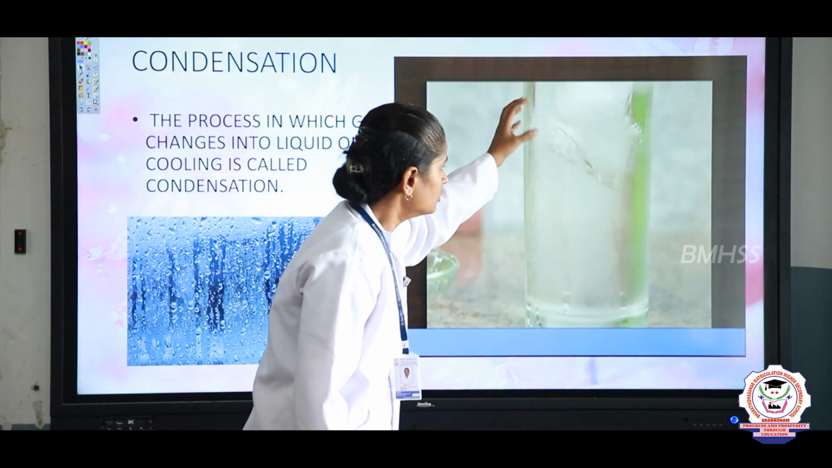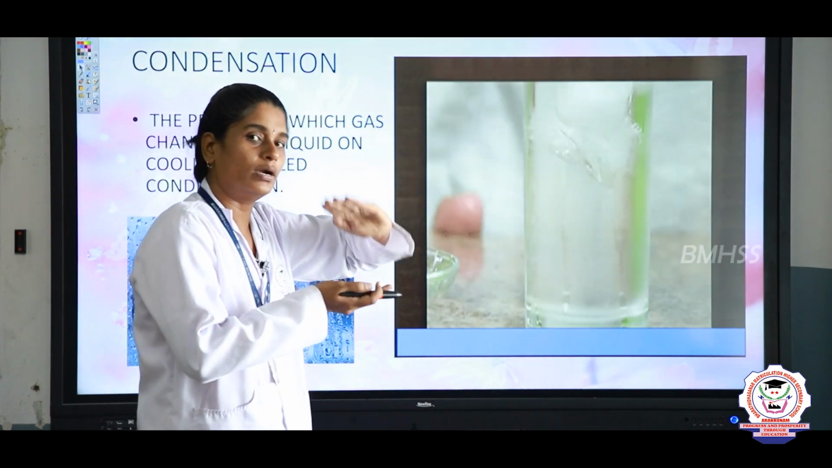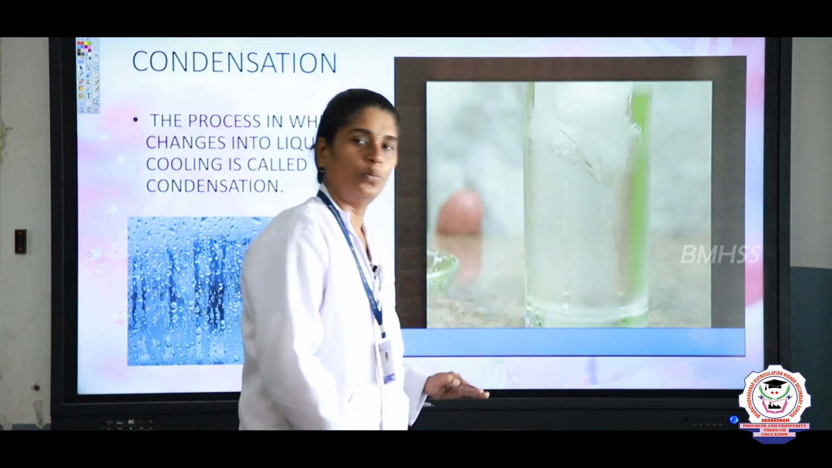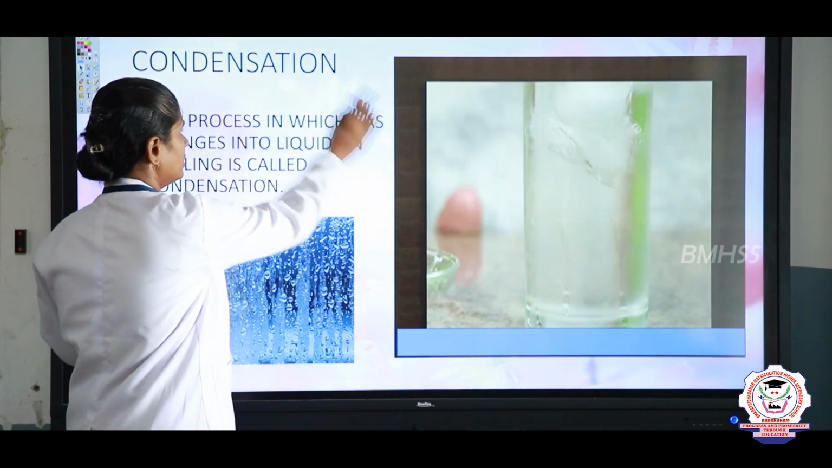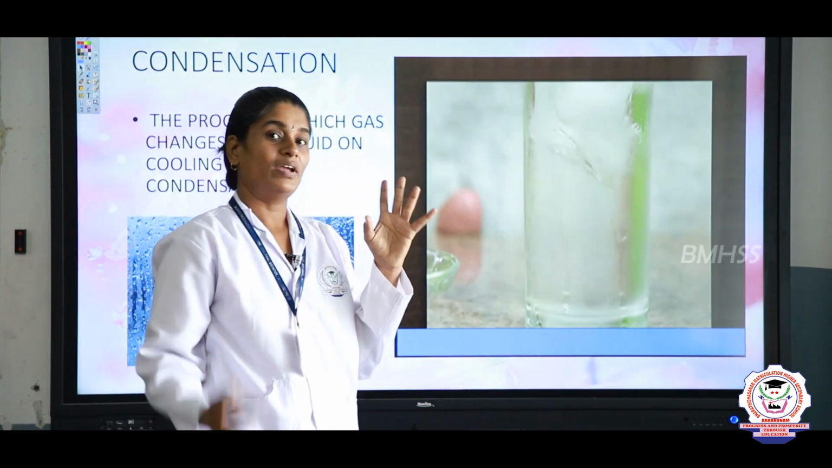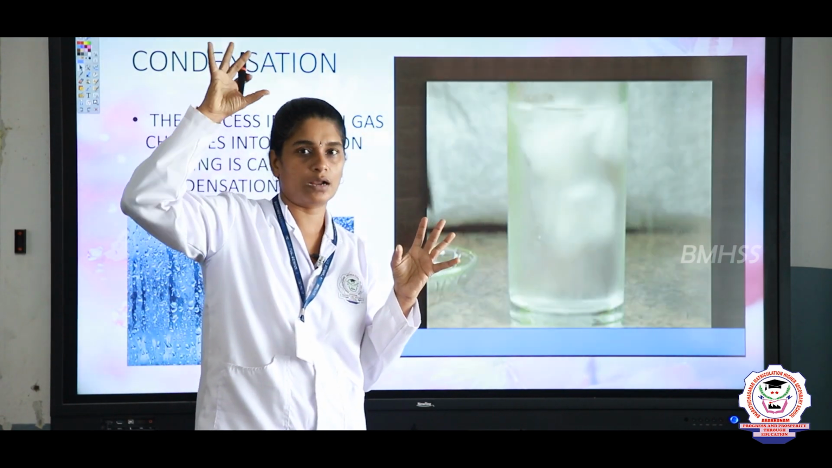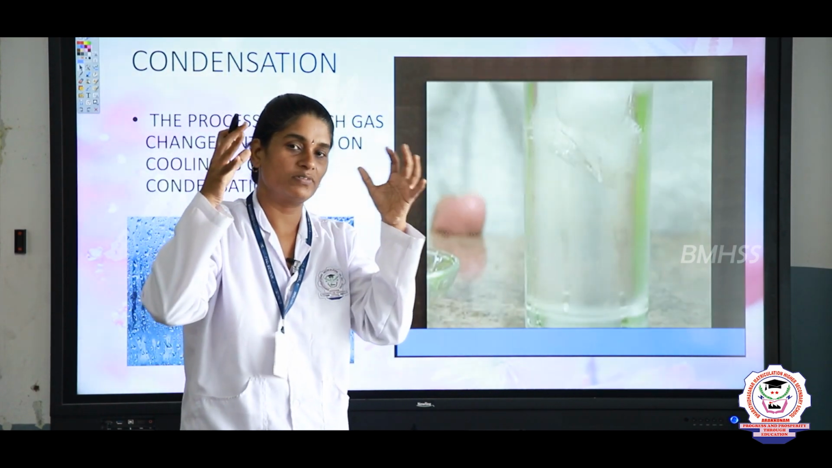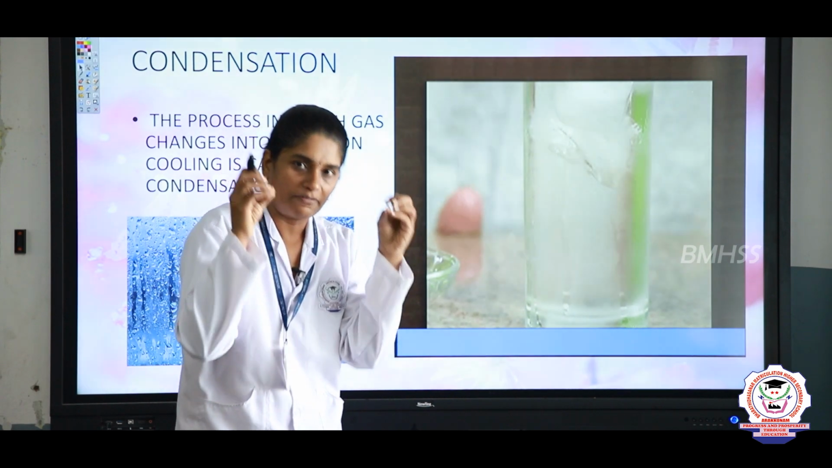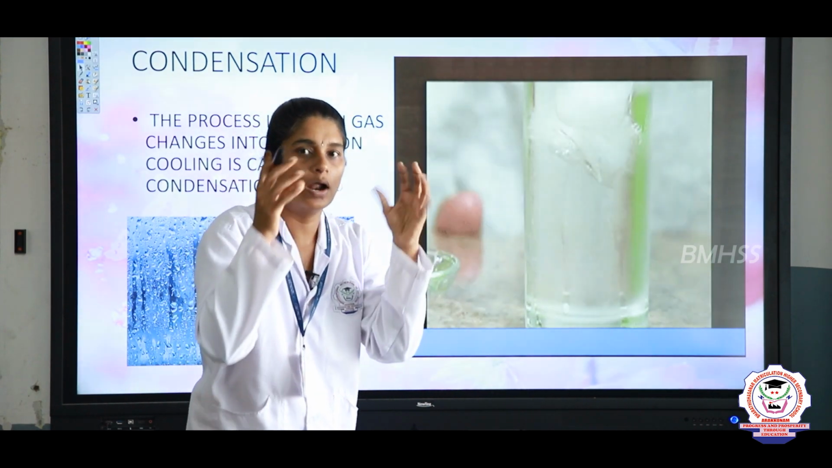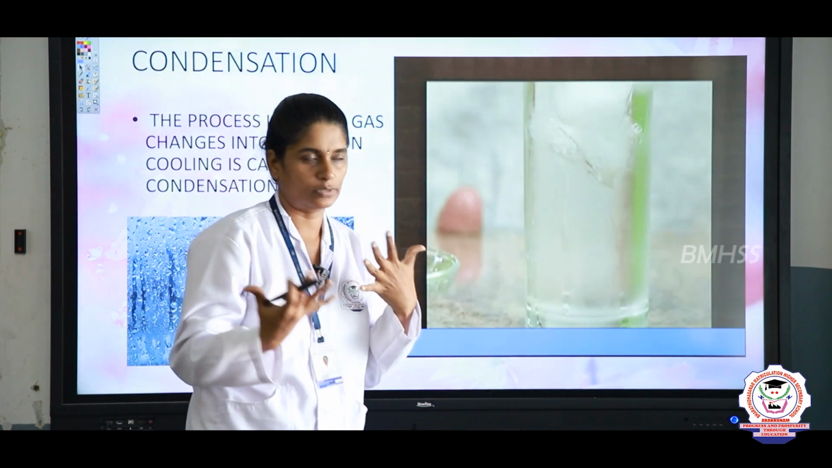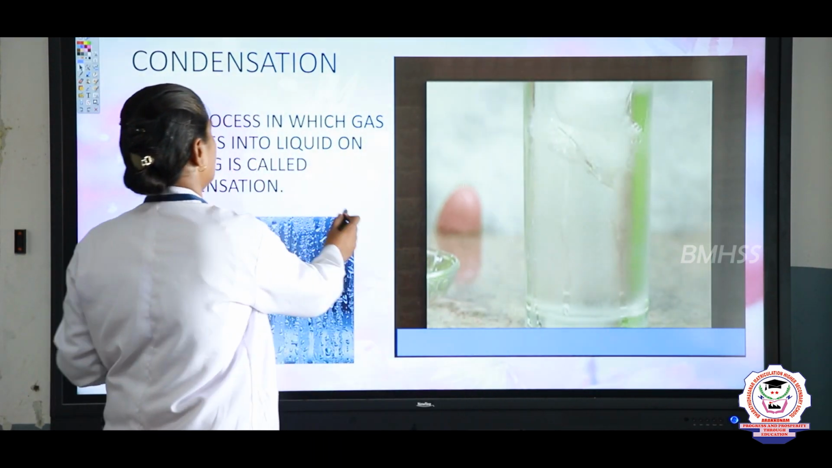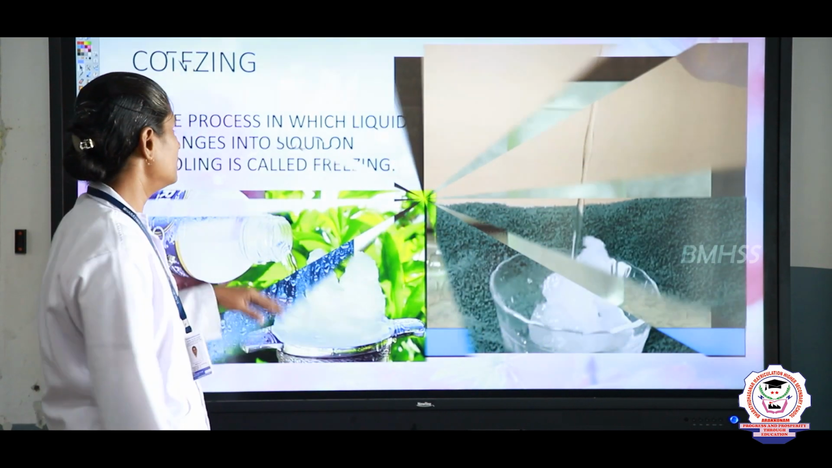So here also, I am holding the water vapor in a glass and I am cooling it so that it becomes water, right? So this is how we get the rain. When the water vapor is stored in the clouds and the clouds get cooled, the water vapor stored in the clouds, after cooling, is changed into water. So that is why we get rain, right? So this process is called condensation, right?